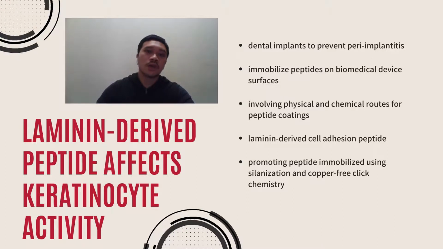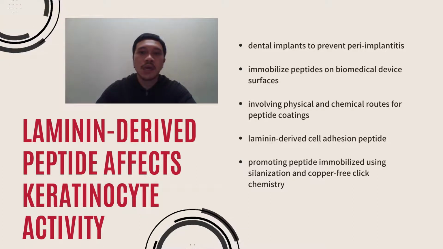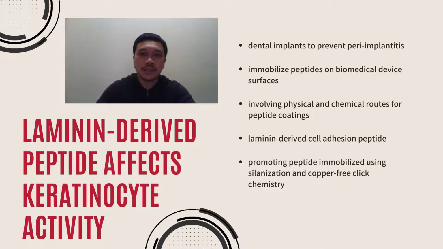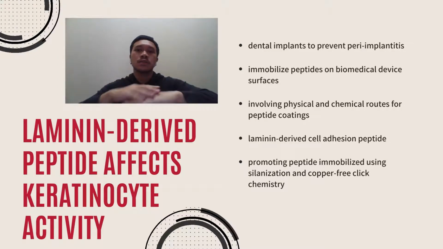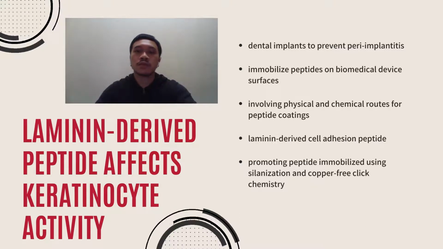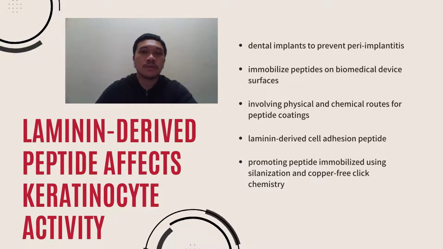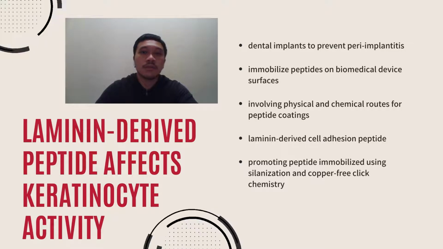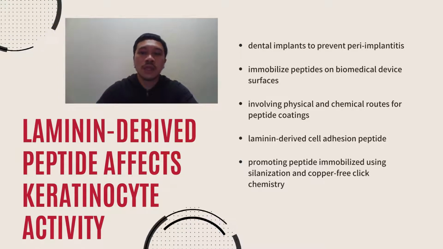In this research study, I am using a laminin-derived peptide to affect keratinocyte activity. This is for the usage of dental implants in order to prevent peri-implantitis. The peptides are immobilized on top of the surface of biomedical devices. This involves two processes, physical and chemical routes, in order to do the peptide coating. I am using laminin for the purpose of cell adhesion, promoting peptide immobilized by using two methods, which are silanization and copper-free click chemistry.